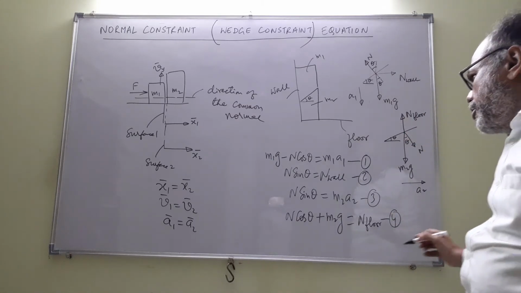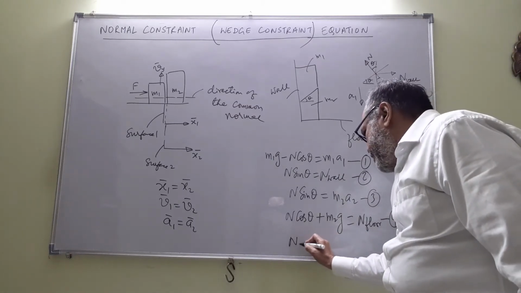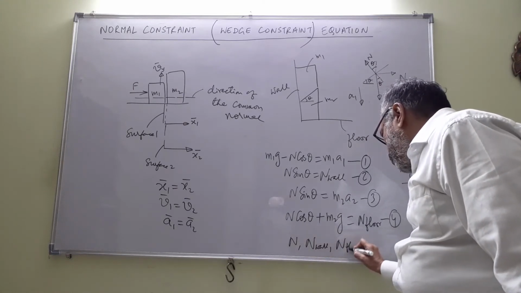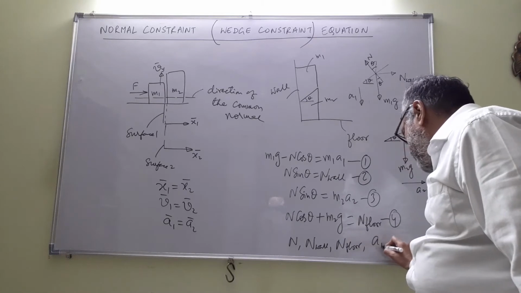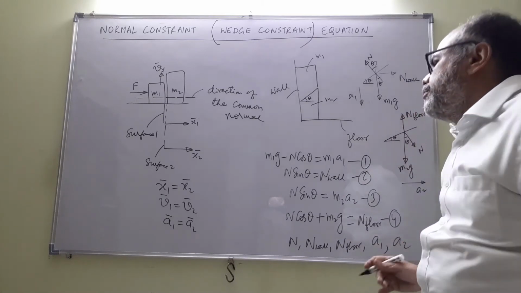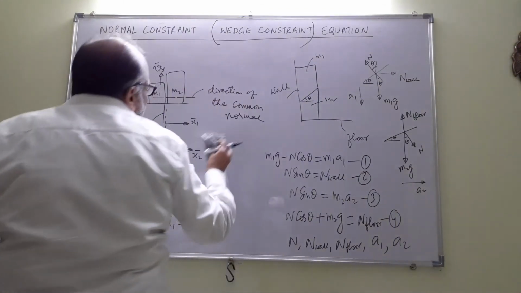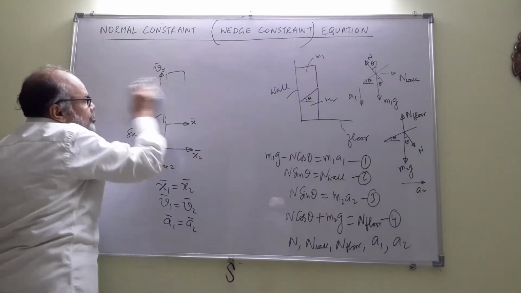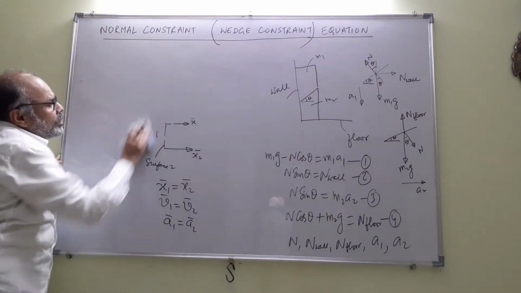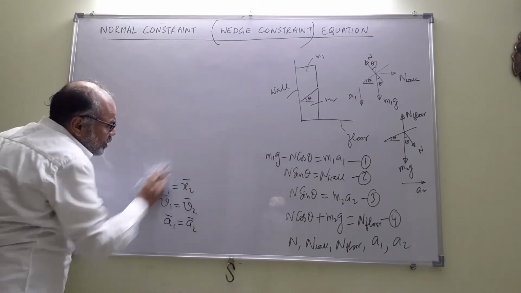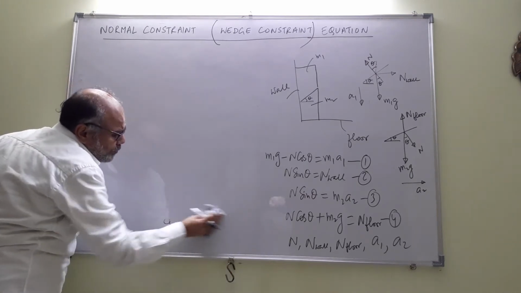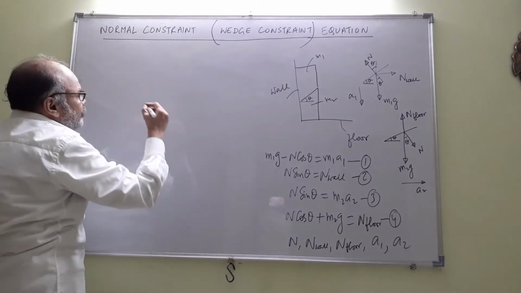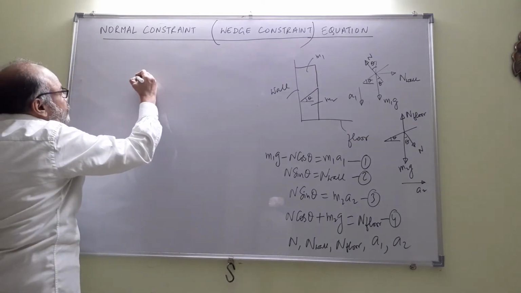Now you see the number of unknowns. You have n by the wall, n by the floor, a1 and a2. So there are 5 unknowns and we have only 4 equations. The fifth equation will be the normal constraint equation. Let us see how we get that.